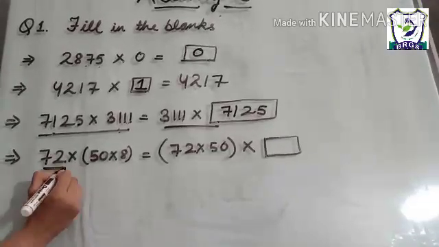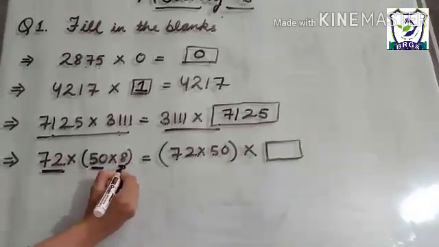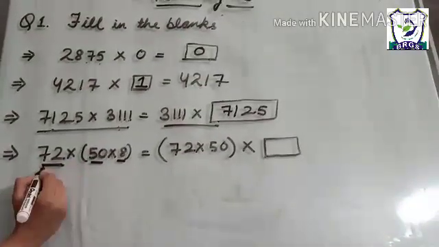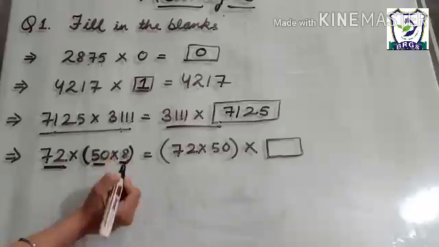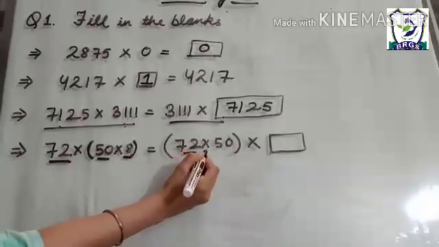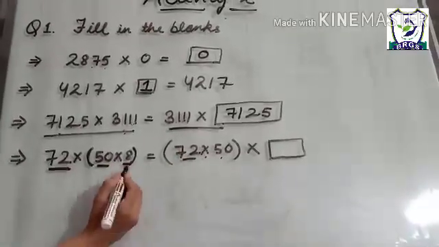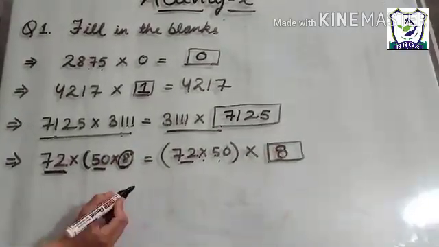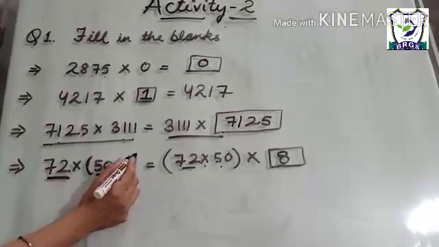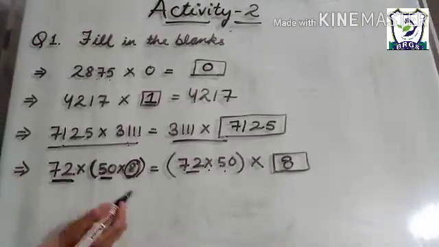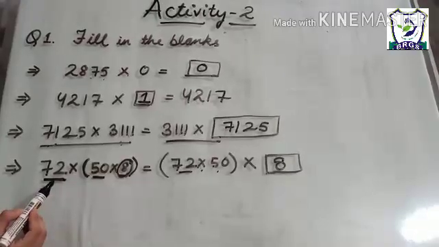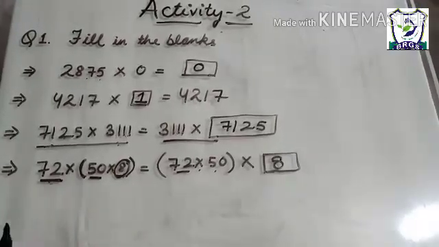Here you are given 3 numbers, that is 72, 50 and 8. Okay students, on rearranging their groupings, like here in group I have taken 50 into 8. In the next I am taking 72 into 50. So which number is left? That is 8. Means the product of 2 or more numbers does not depend on the grouping of the numbers, how you are multiplying. This is your associative property, or students you can say this is your grouping property of multiplication.